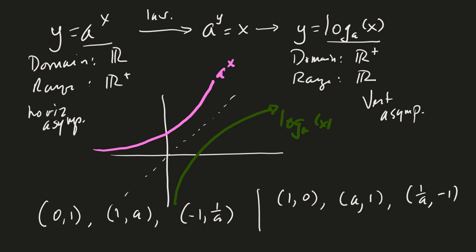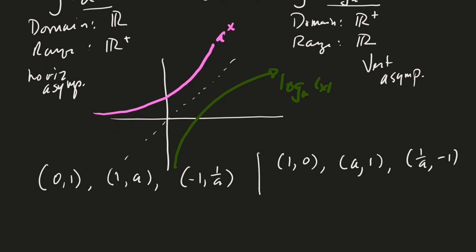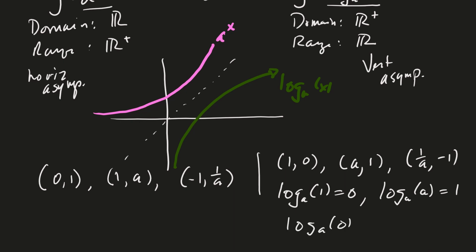So we could double check that, but that makes a good note here. Log base a of 1 is equal to 0. Log base a of a is equal to 1. And notice that log base a of 0 is not defined. Good. All right.